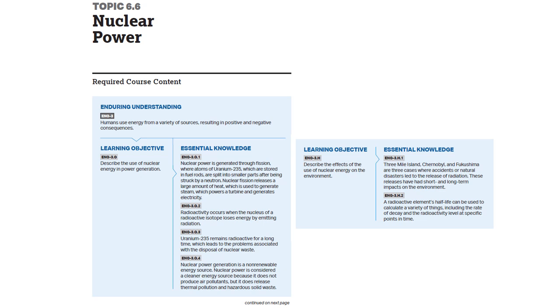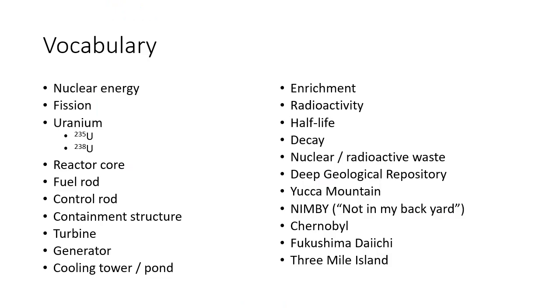So we're going to be talking about the same enduring understanding where we're looking at the different energy sources. We're going to be looking at how we generate power with nuclear energy and then the environmental effects of that. But like I said, a lot to unpack. And with that comes a little bit more vocab than our other energy sources, so you can pause this and write this down if you need to.